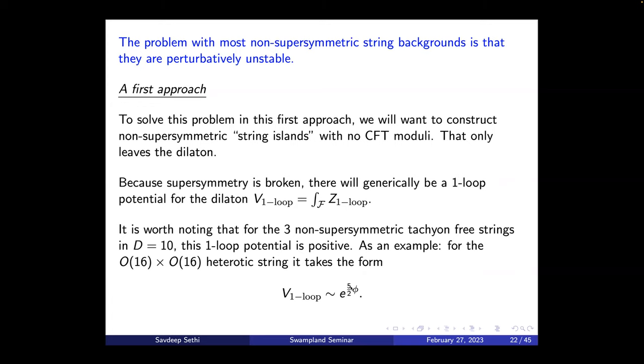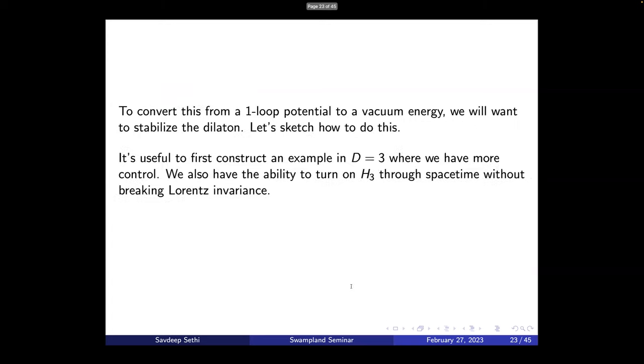So now you have a one loop potential. Whatever the one loop is, it's a potential for the dilaton. But it's not a potential for any of the other moduli, because the other moduli don't exist. Everything has been massed up. So if you want to convert this one loop potential to a vacuum energy, you need to stabilize the dilaton. And let me sketch how you do this.